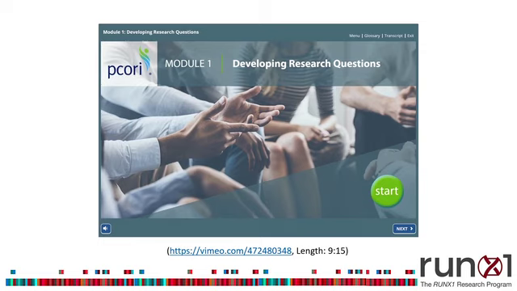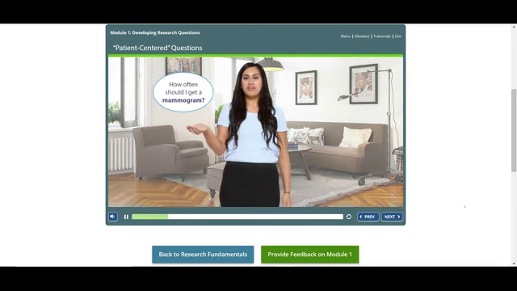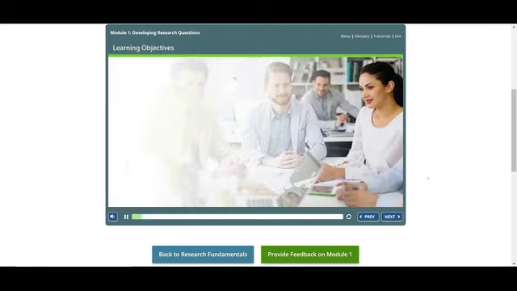How are research questions developed? Have you ever asked yourself questions like these? We all ask ourselves questions about decisions we need to make. But what if we don't have the information we need to make informed decisions? When research is patient-centered, it can provide the answers we need to make good decisions about healthcare. Welcome to Developing Research Questions.